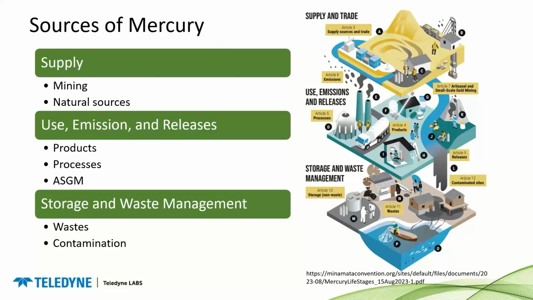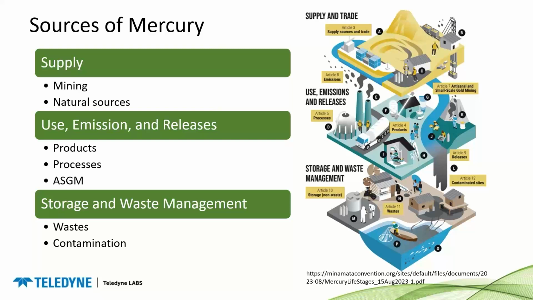I mentioned cinnabar ore before, so that's what's mined to get mercury directly. It can also be emitted from events like volcanic eruptions, from wildfires, or just natural rock erosion. It can also be emitted into the environment from humans using the mercury supply, so certain products, processes, and other kinds of releases.